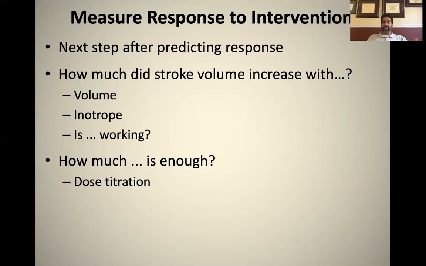So that is predicting volume responsiveness. Very useful application for stroke volume here. Okay. The next step, so say you've done your prediction, you've determined the patient is volume responsive, you can then use stroke volume change to help you determine how much is enough. So how much volume is enough. The same thing you can do with inotropes, the same thing you can do with diuresis, okay? So as you're doing your intervention, you continually check to make sure that you're getting the increase in stroke volume that you're looking for with your intervention, okay?